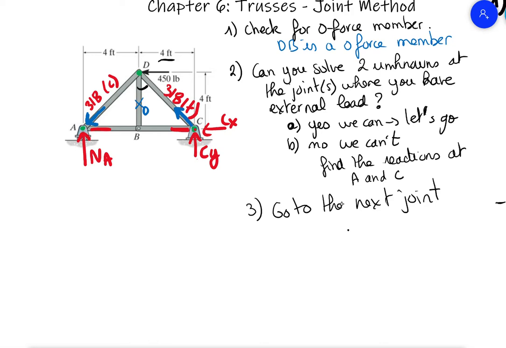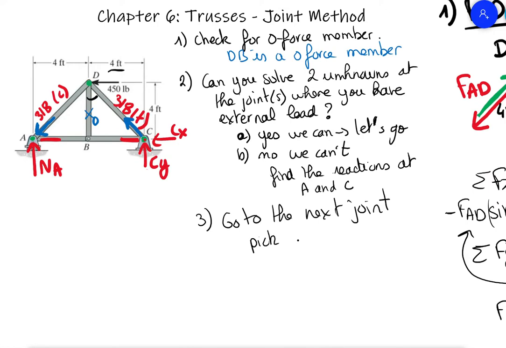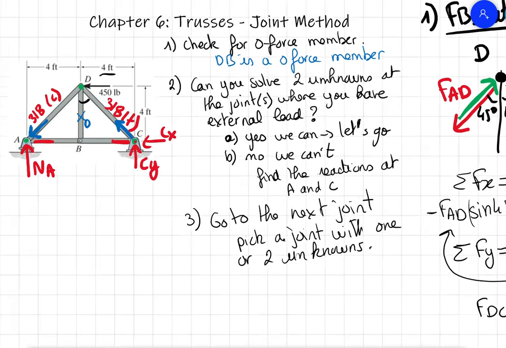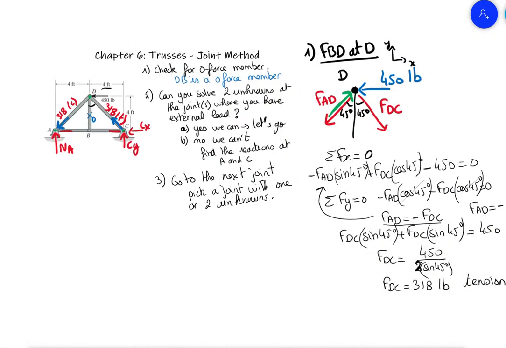Go to the next joint and pick a joint with one or two unknowns, no more. Otherwise we cannot solve. So now we will do the joint at A. Let's do it there.